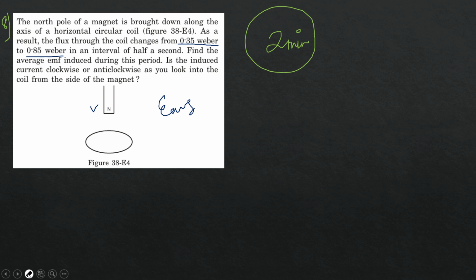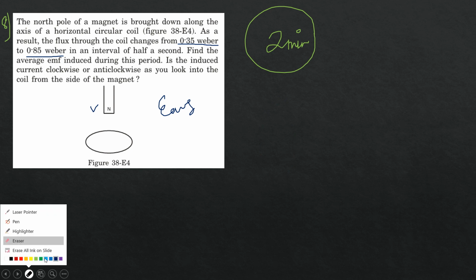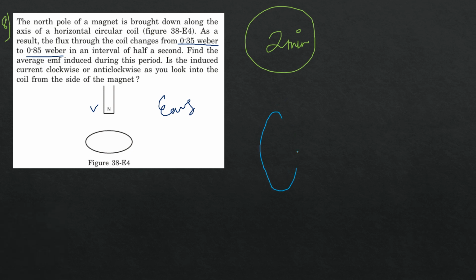First of all, what is Lenz's law? For example, this is a coil. This is a magnet moving towards the coil with its north pole facing towards it. So if the north pole is facing towards the coil, the coil will produce such a direction of current so that it will repel the motion of the magnet.